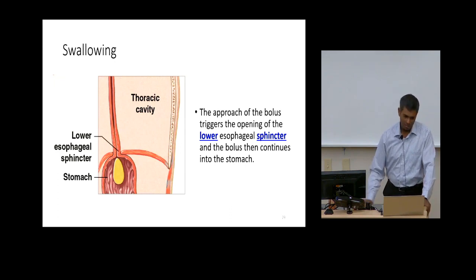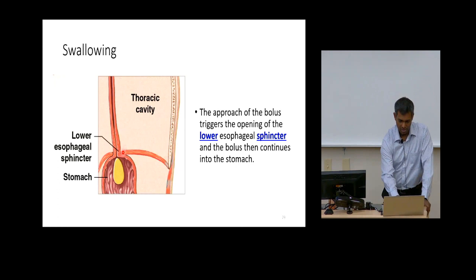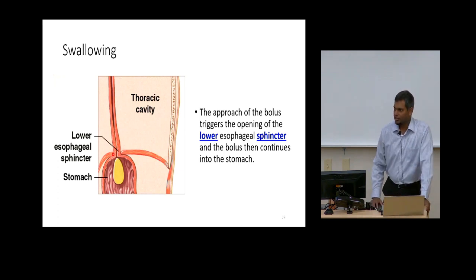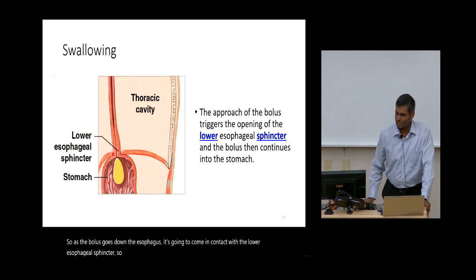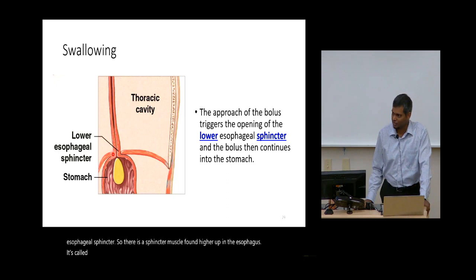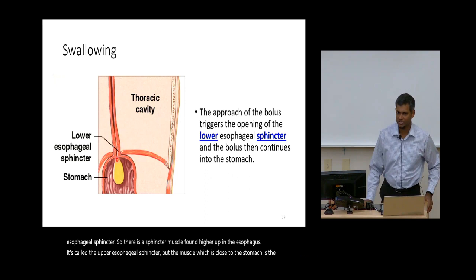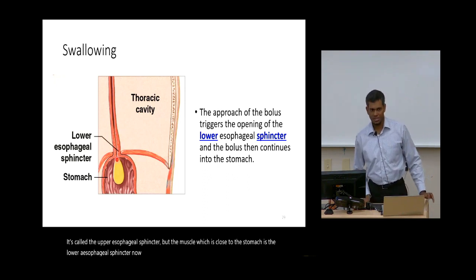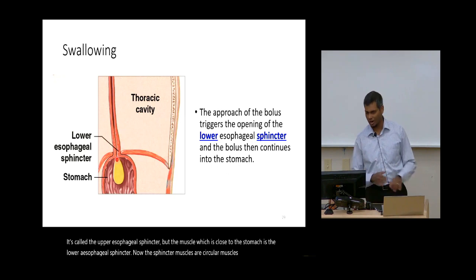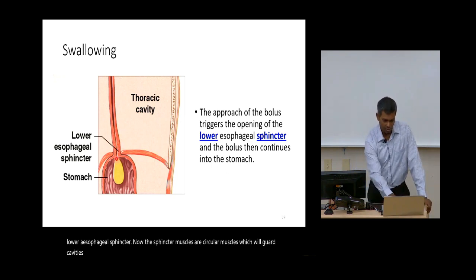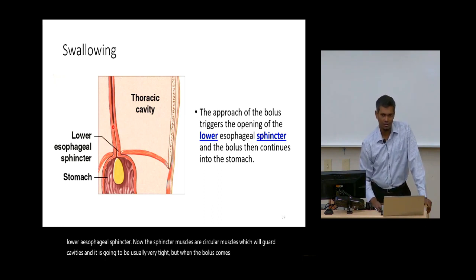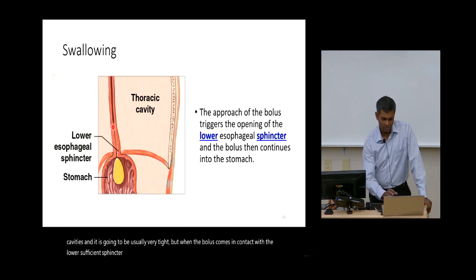So as the bolus goes down the esophagus, it's going to come in contact with the lower esophageal sphincter. There is a sphincter muscle found higher up in the esophagus, right? That's called the upper esophageal sphincter, but the muscle which is close to the stomach is the lower esophageal sphincter. Sphincter muscles are circular muscles which guard cavities, and they are usually very tight, but when the bolus comes in contact with the lower esophageal sphincter, it will loosen and the bolus can enter into the stomach.